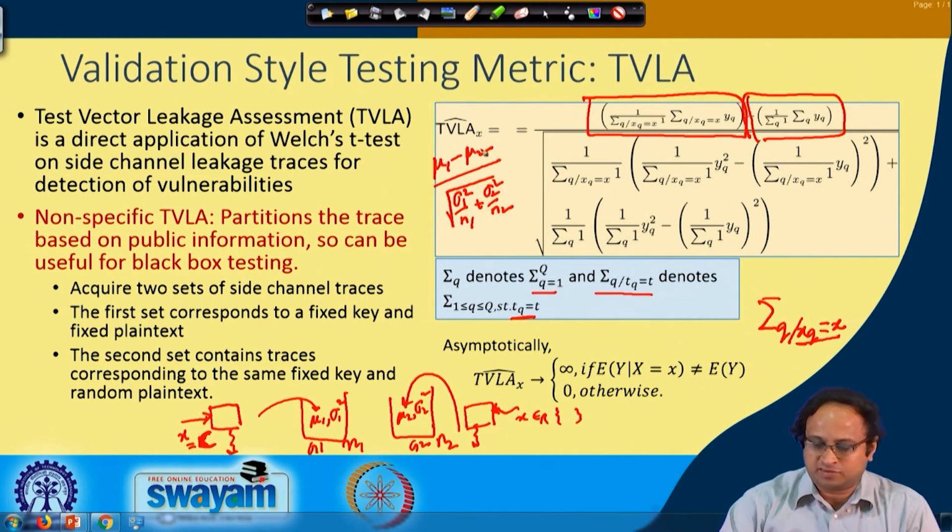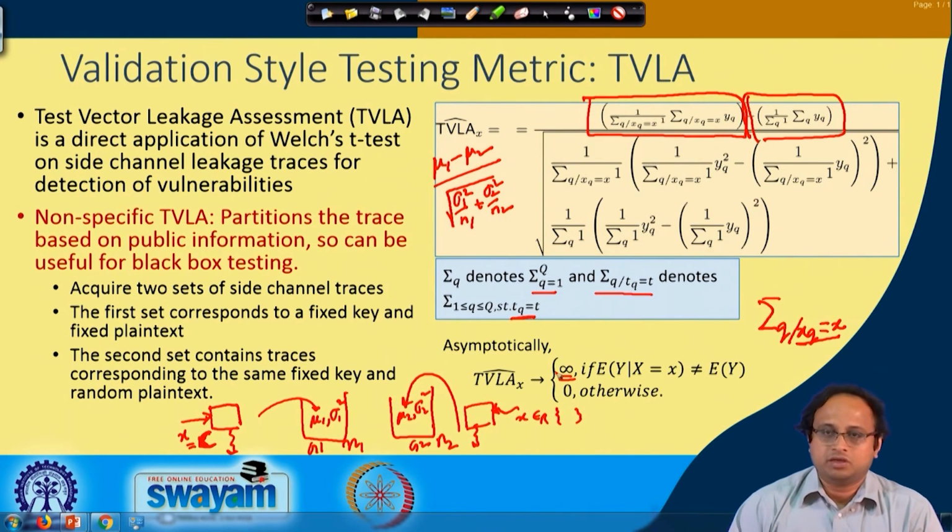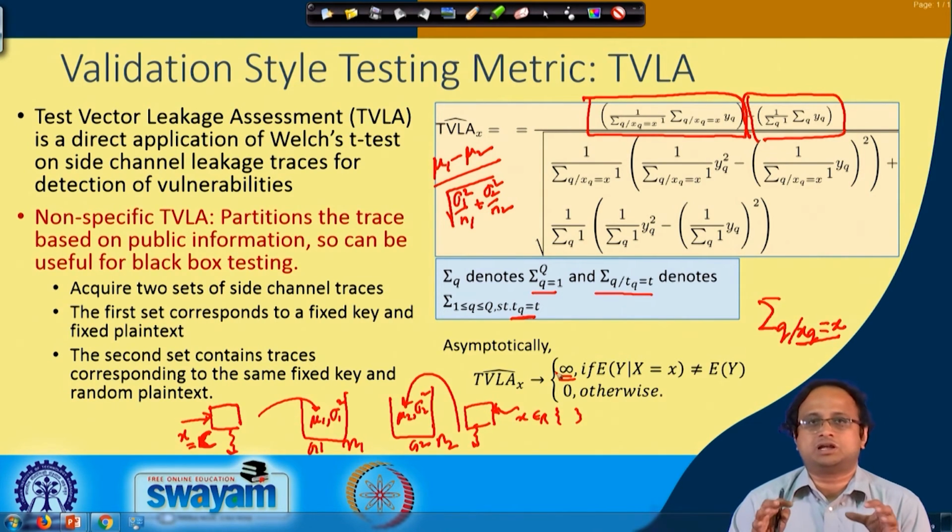Therefore, you can observe that if I take a lot of such cases, that means if I asymptotically vary this, then if these two means are different, the TVLA will take a very large value. Therefore, with a large number of observations, the TVLA will get higher and higher. Whereas if the two statistical distributions have similar means, then I expect to get a TVLA value which is close to 0. So this can be a measure of understanding whether the means of two distributions are the same or different.